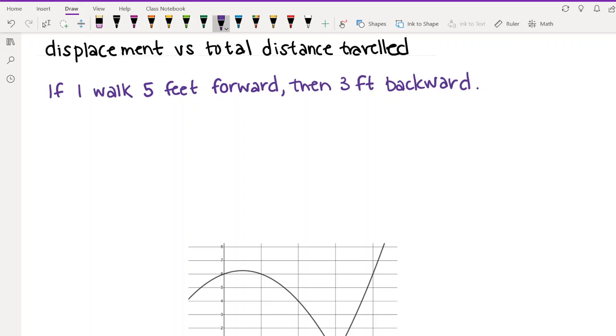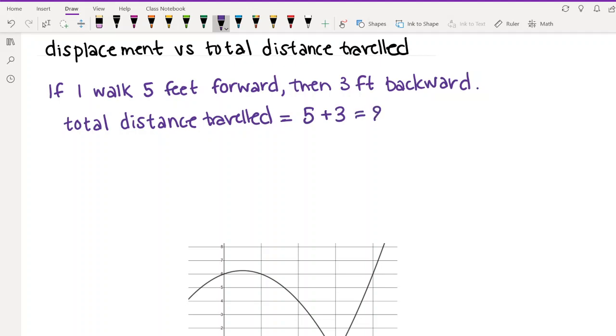So what is the total distance I've traveled? Well, I've traveled 8 feet, right? Because I walked 5 feet forward plus 3 feet backward. So my total distance traveled would be a total of 5 plus 3, which is equal to 8 feet.